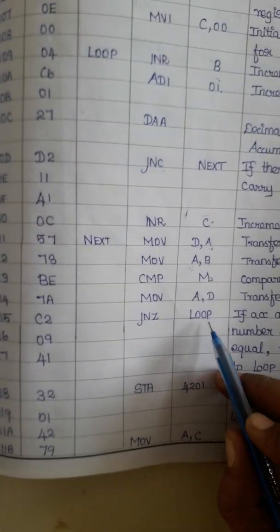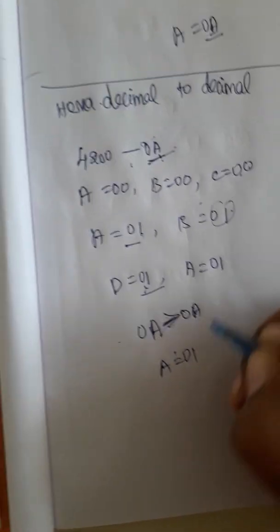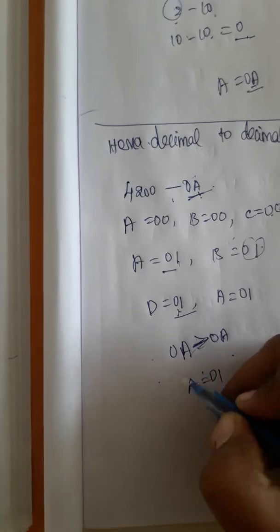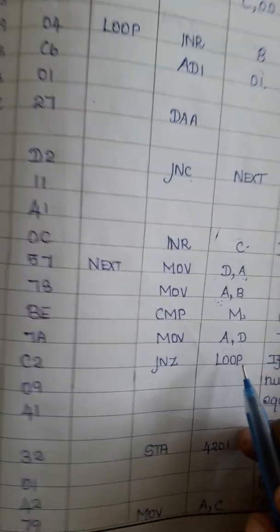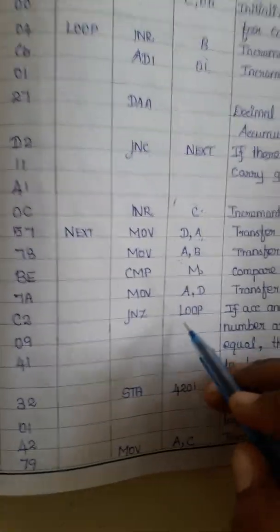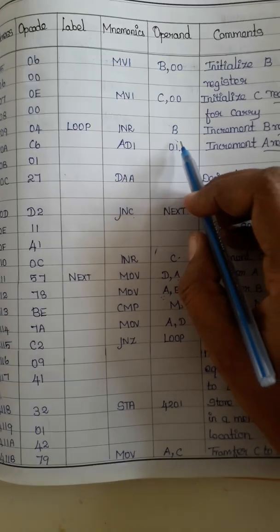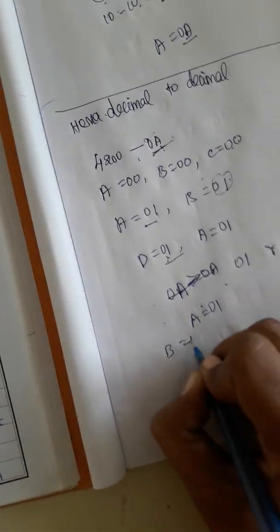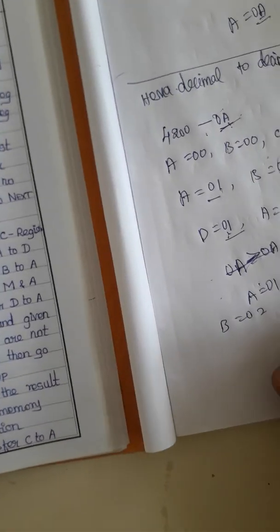Then we are checking for the zero flag. If the zero flag sets, that means both the data are equal, then the zero flag will set. Up to that we have to increment. Now while comparing 01 and 0A, no zero flag is set, so program control will be transferred to the loop. Again we are incrementing the B register. Now B is 02 and A is 02.